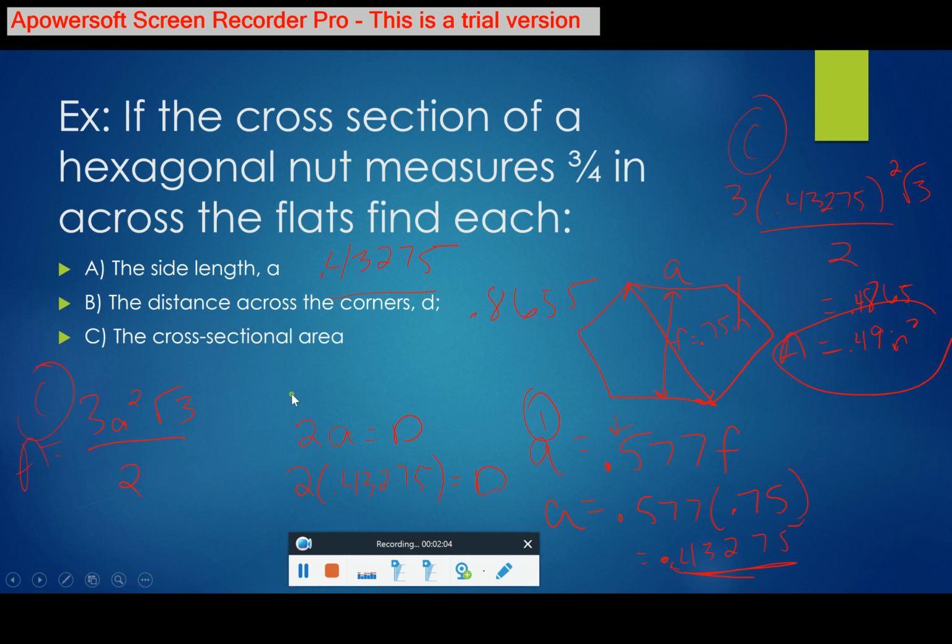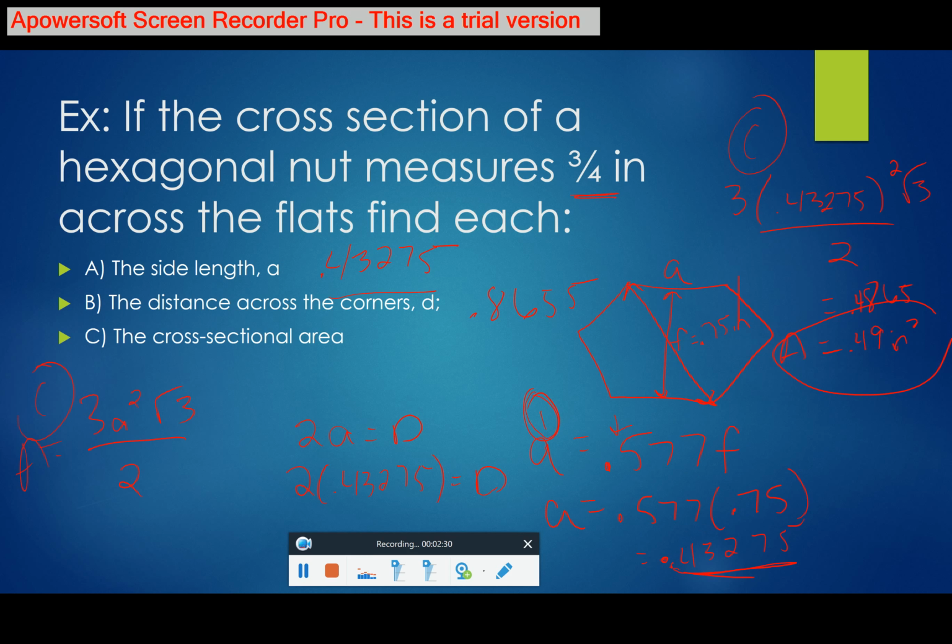So here's a problem. If I give you a hexagon and the distance across its faces is 0.75, to find length A, we would first use this formula. A equals 0.577 times your faces. And then you do 0.577 times 0.75, because 3/4 is the same thing as 0.75, right? And you get 0.4325. So that's your length A.